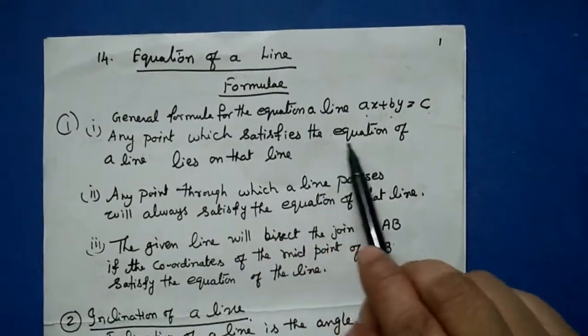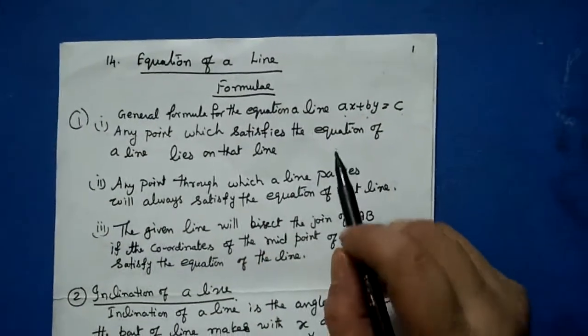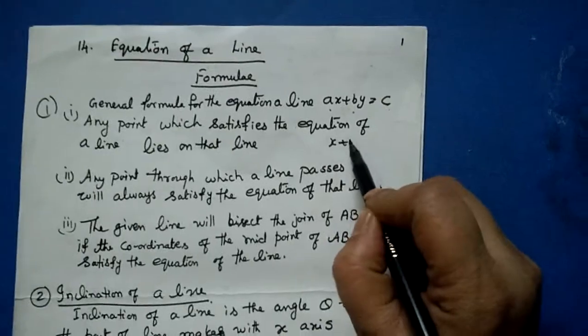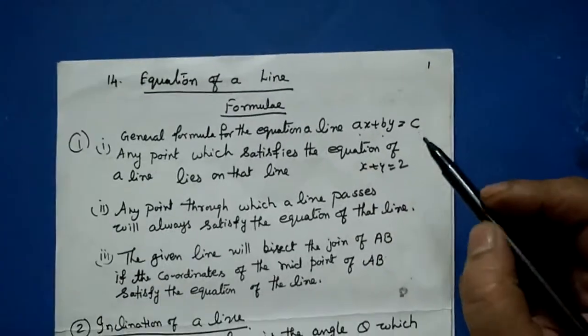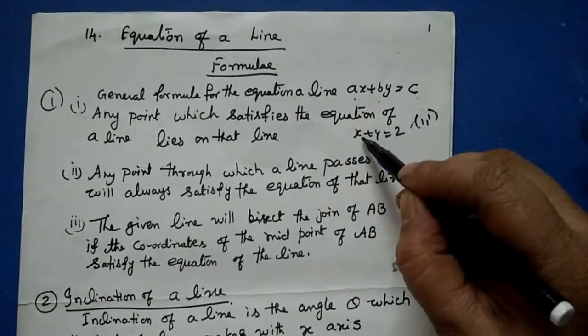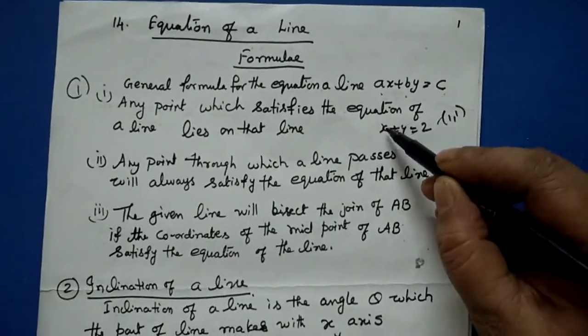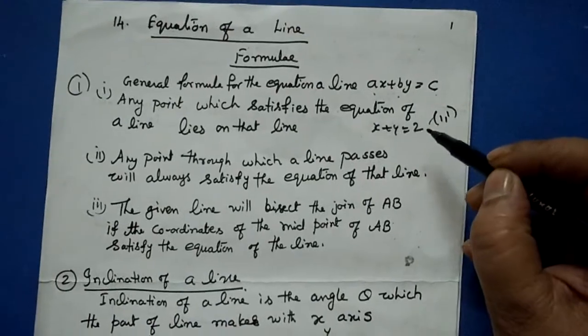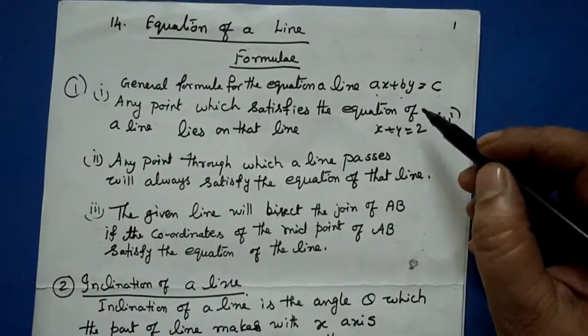Any point which satisfies the equation of a line lies on that line. Suppose I am taking the equation x plus y is equal to 2, and the point 1, 1. That means the value of x is 1, y is 1. See now you are substituting, it is satisfying: 1 plus 1 is equal to 2. So definitely this point will lie on the line.